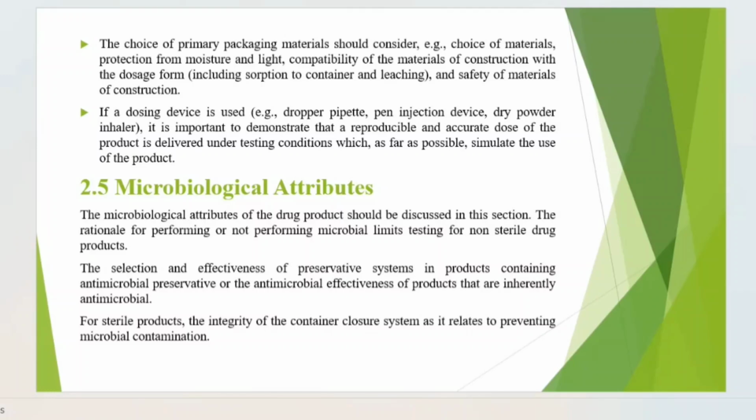So that is also a property of the ideal container closure system that should be passed. Then next is 2.5 microbiological attributes. The microbiological attribute of the drug product should be discussed in this section. Microbiological properties.